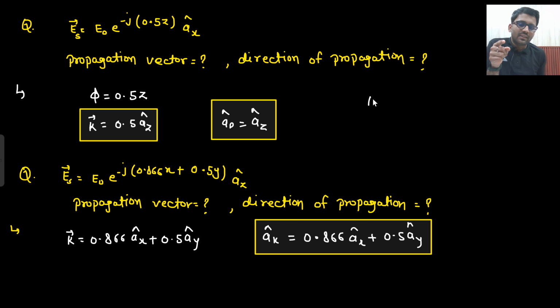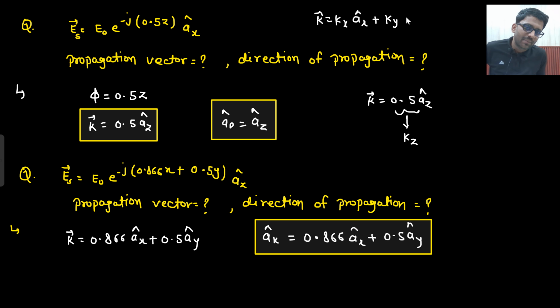Now you let me know one thing. Here if I see my k vector, that is 0.5 AZ cap. So here my wave is propagating in the positive z direction. That means I am only having a kz component. Let's say I call k as kx ax cap plus ky ay cap plus kz az cap. So if the wave is propagating in z direction, then I am only having kz component. If the wave is propagating in x and y direction, then I am having kx and ky components. Is that easy for you, right?